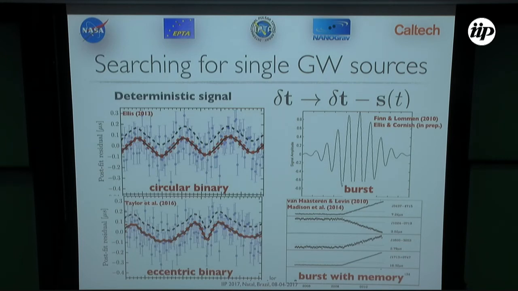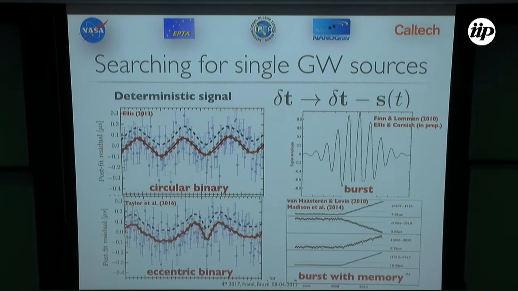So what do you mean? If you detect it through the pulsar term, you mean? Yeah, I think you would have to look for correlations.